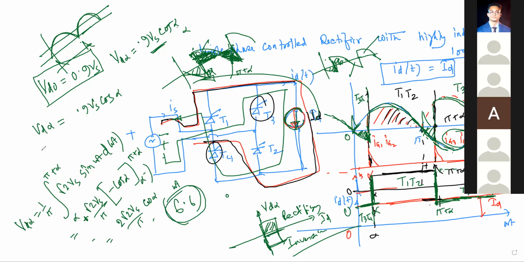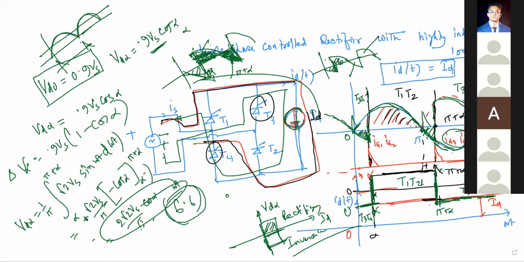Okay, sir. So the voltage we have is your 0.9 Vs cosine of alpha. So you correct that. If I write root 2 Vs, it should be 2 multiplied by root 2 Vs cosine of alpha. Okay. Yes, sir.